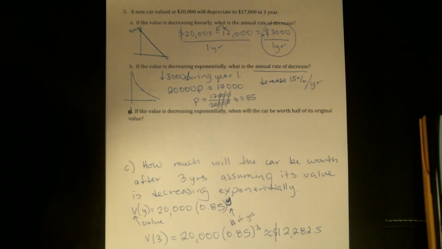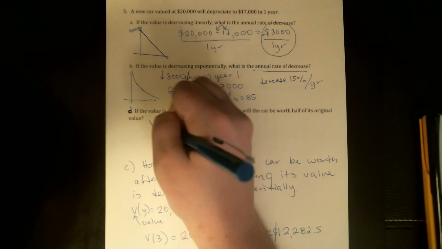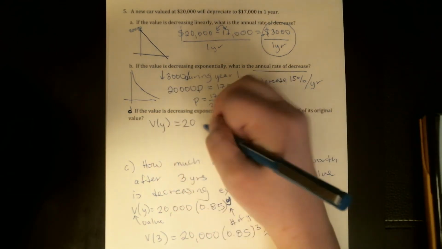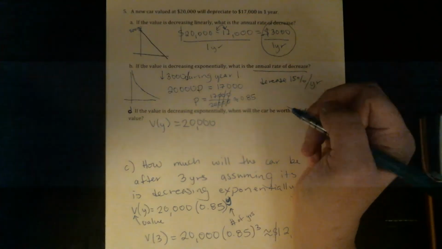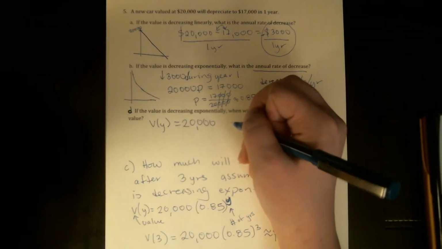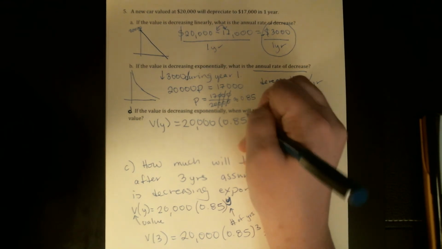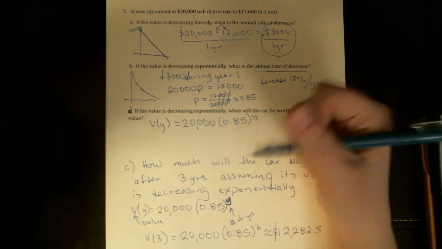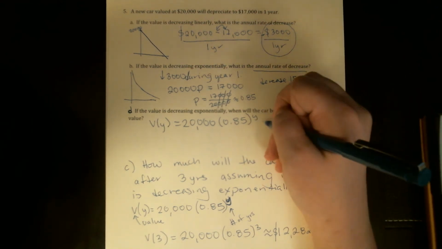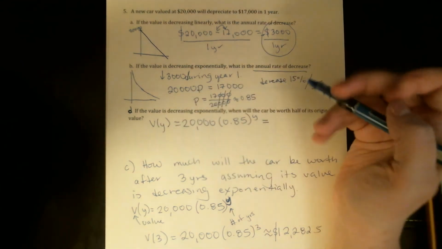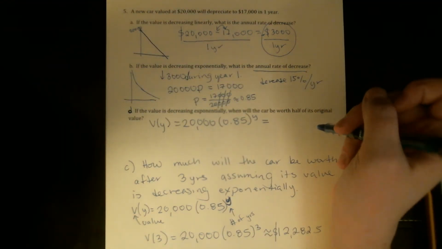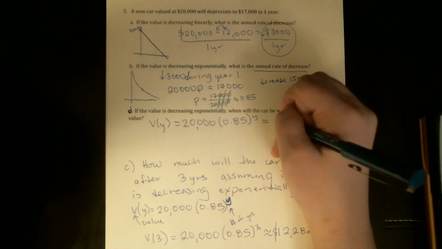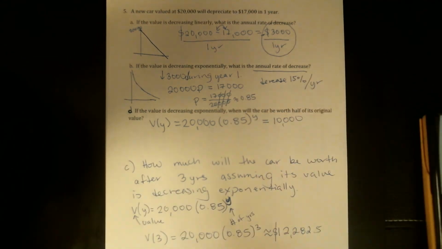Part D actually ends up being a little bit more of a trial and error problem. So you have to think carefully to set it up. We can start with our same V of Y formula. The value of the car, if it really is exponential decay, decreases according to the equation 20,000 times 0.85 to the Y. We're interested in knowing when the value of the car is half of its original value. So we want to set V of Y equal to half the original value. The original value is 20,000, so we're setting this equal to 10,000.